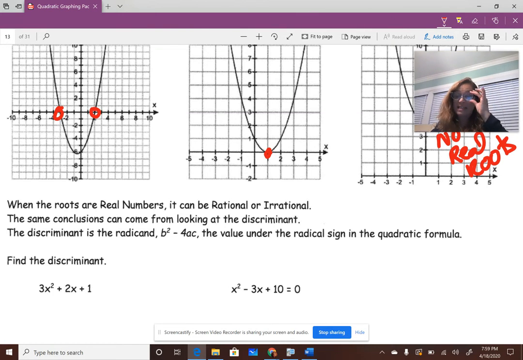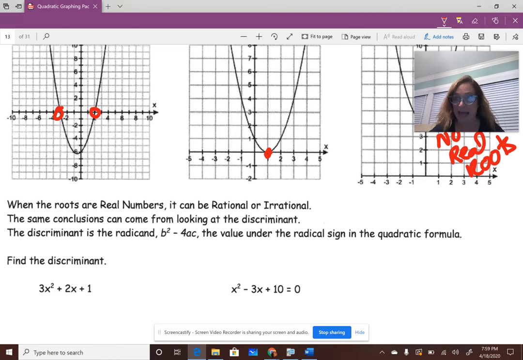Okay? When something is real, it can be rational or irrational. Rational, that's anything that can be expressed as a ratio, A over B, where both A and B are integers, but B doesn't equal 0. Because the denominator of a fraction can't equal 0. Remember, that makes it undefined.